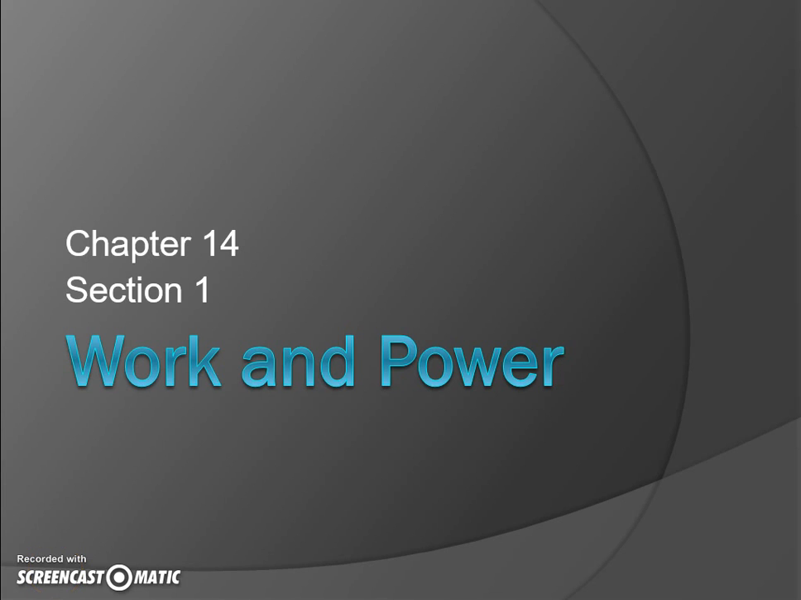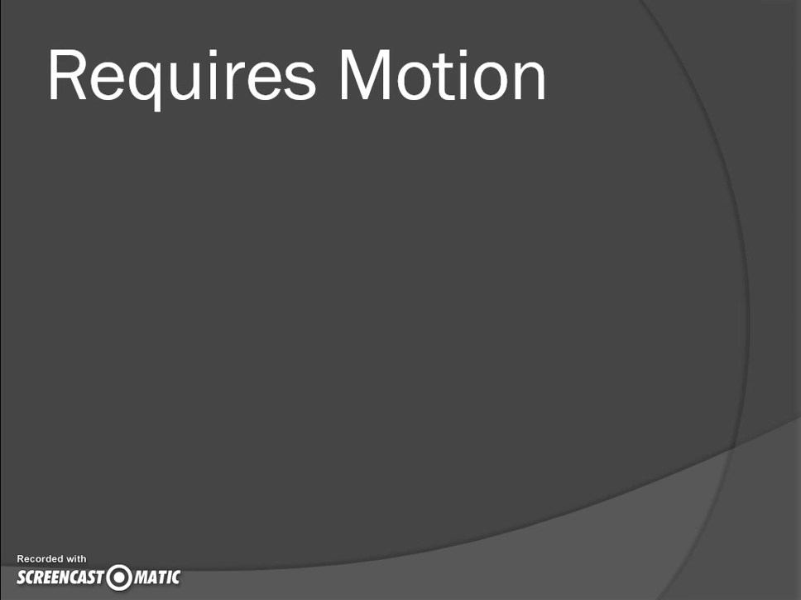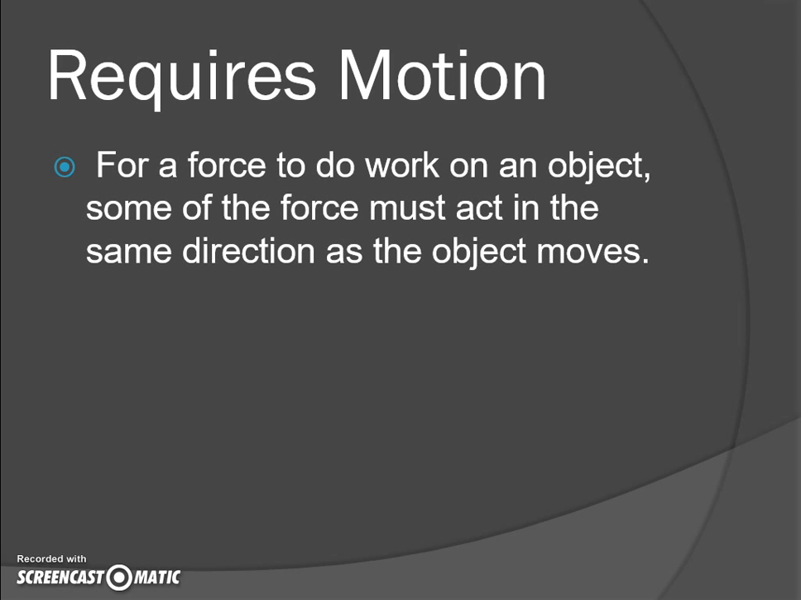Chapter 14, Section 1, Work and Power. The definition for work is that it is the product of some force applied over a specific distance. It requires motion in order for work to actually be done. So if there is no distance an object is being moved over, then there is no work being done.